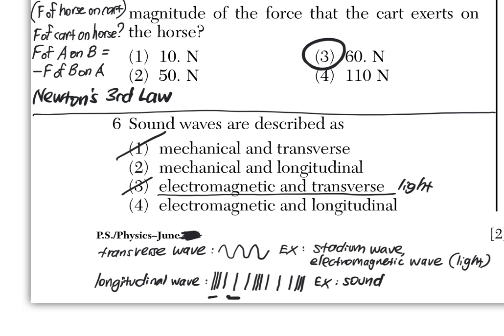So it's a longitudinal wave, but is it mechanical or electromagnetic? Well, electromagnetic is light, and we know that light is transverse, so it's not choice 4, it's choice 2. Now, what the heck does mechanical mean? Mechanical, whenever you see that, that means motion. And a longitudinal wave does move the medium that it's in, whereas light does not.